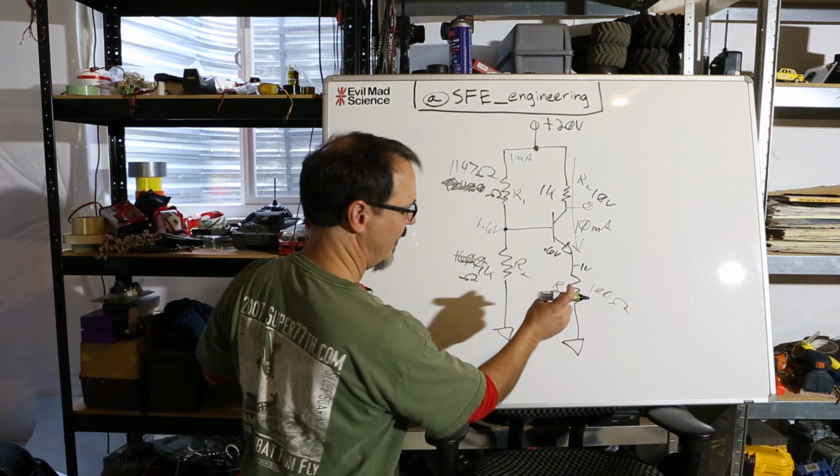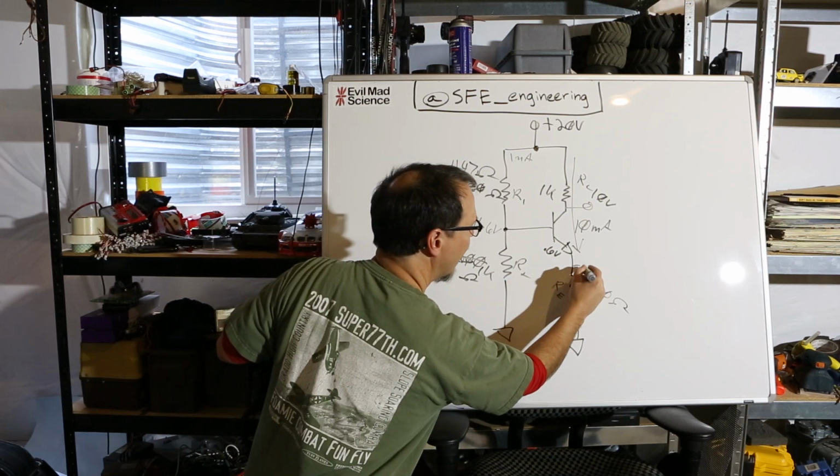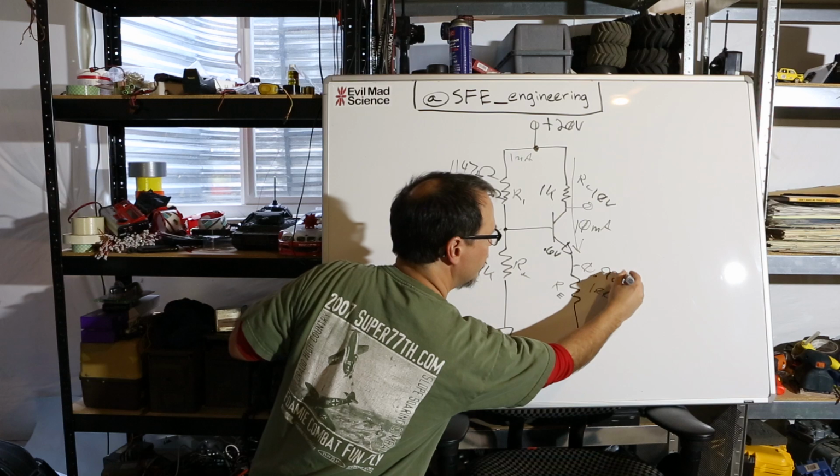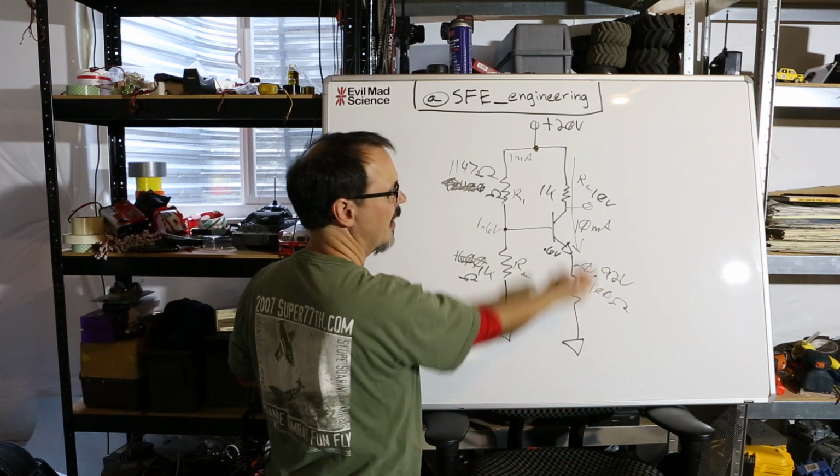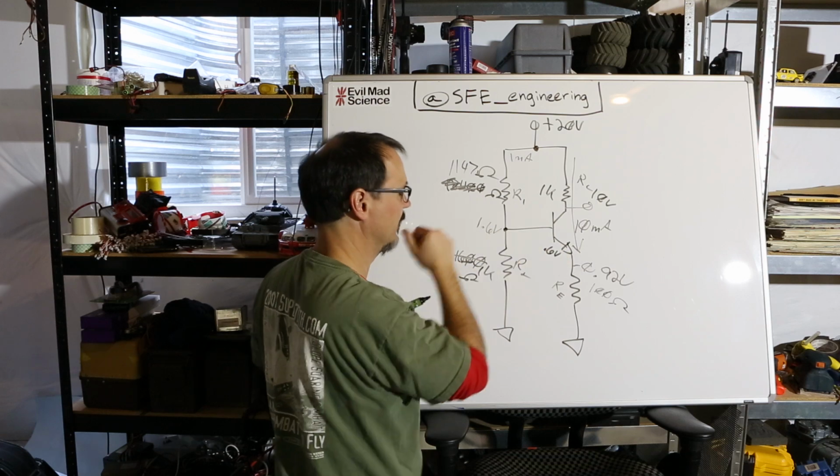What I found was that I didn't have 1 volt here. I had 0.92 volt here. So there's a little less voltage here, a little less collector to emitter current, or emitter to collector current.